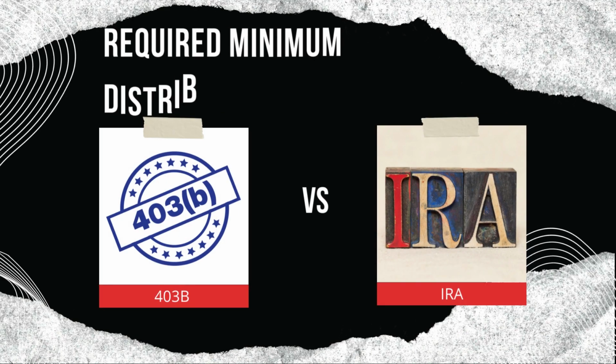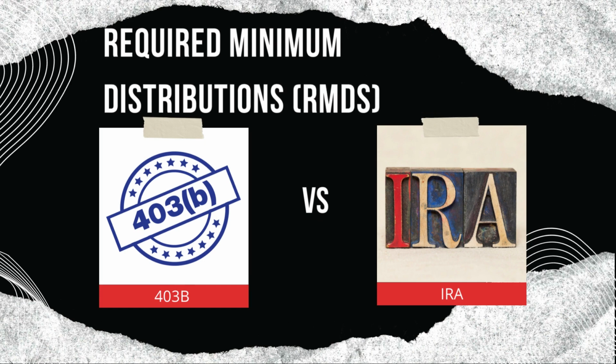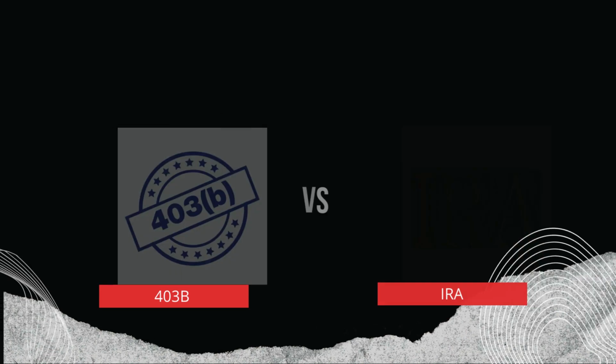Required minimum distributions, or RMDs. Beginning at age 72, or 70 and a half if you've reached that age before 2020, you are required to take RMDs from your traditional IRA. The RMDs are calculated based on your account balance and life expectancy, and you must take them each year or face a penalty. In contrast, if you're still working at age 72 and have a 403b, you may be able to delay RMDs until you retire.